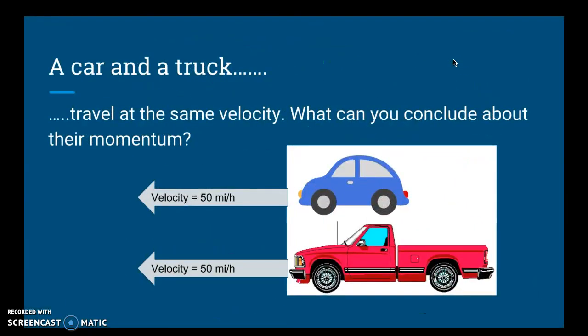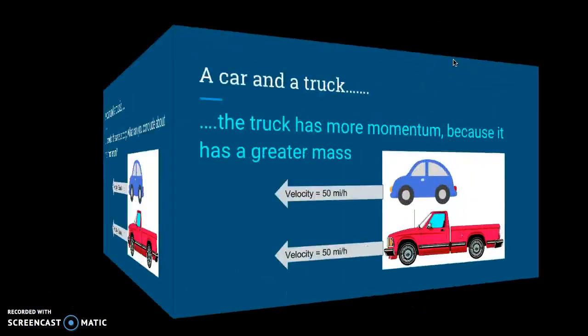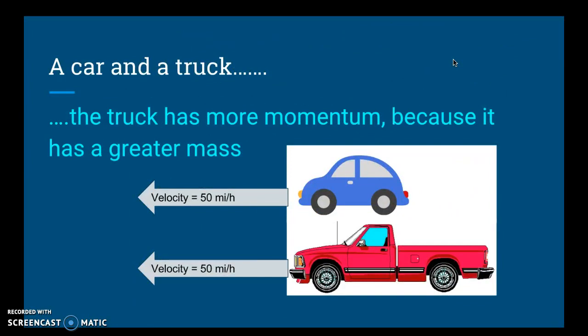So for this one, you're going to choose the car or the truck. A car and a truck are traveling at the same velocity. What can you conclude about their momentum? The truck has more momentum because it has a greater mass. So remember, momentum equals mass times velocity. So if the velocity is the same, but the truck has a bigger mass, it will then have a bigger momentum.